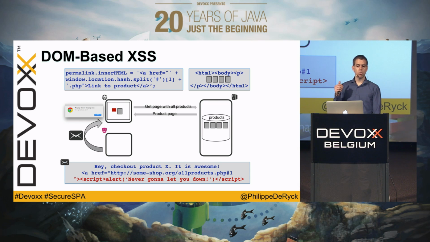The thing here is the payload is never sent to the server. It's never contained in the server response. The server has no idea that this happened. Yet, we still have cross-site scripting.